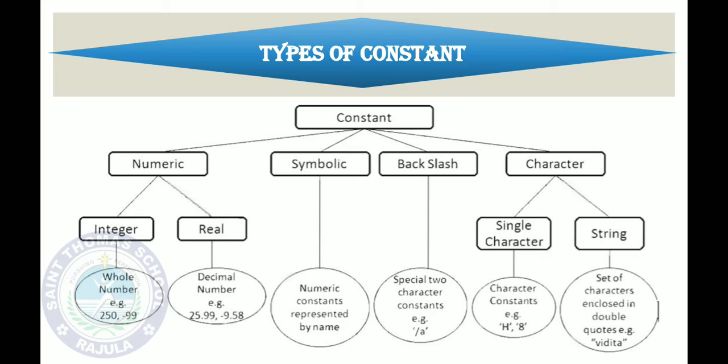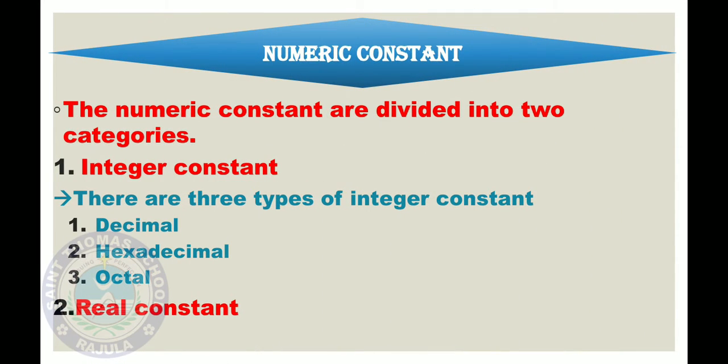So one by one we will discuss in detail, and first we are going to begin with the numeric constant. The numeric constants are divided into 2 categories: one is the integer constant and one is the real constant. Integer constant is further divided into 3 categories, that is decimal, hexadecimal and octal, and the second category is the real constant.